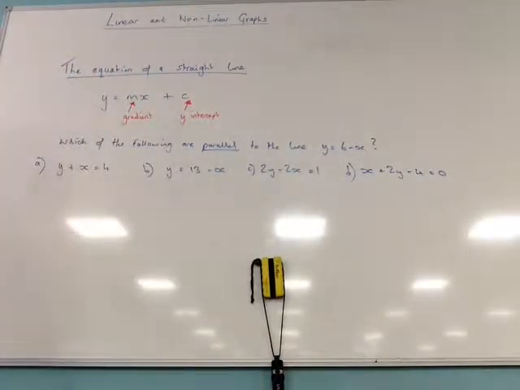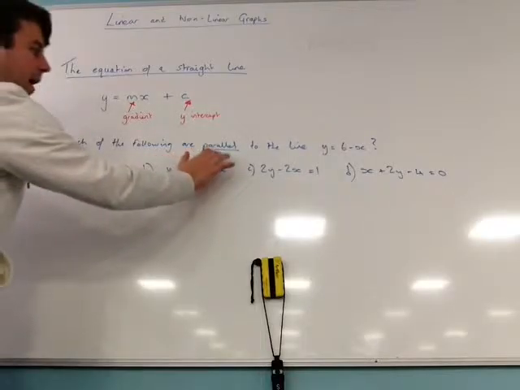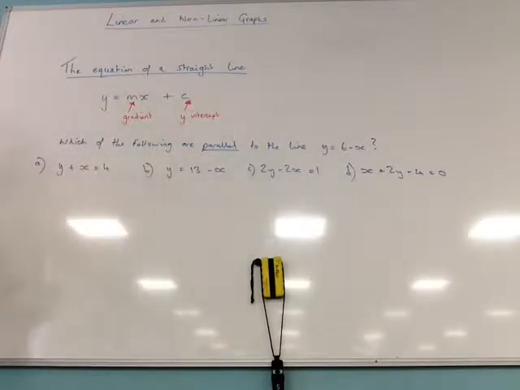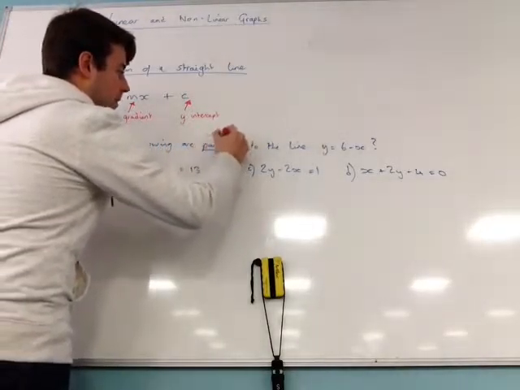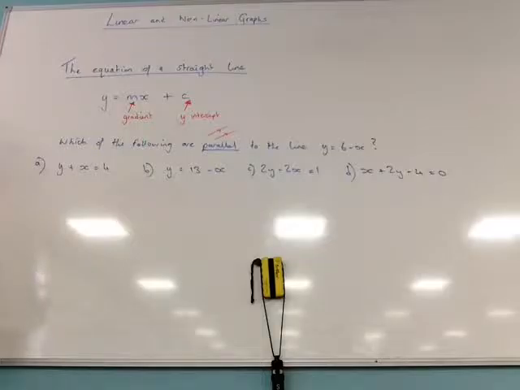Okay, so this is again looking at the equation of a straight line. Now we're going to look at trying to identify lines that are parallel to each other. The way I like to think about parallel lines is that they are like train tracks. If they're like train tracks, they'll never meet, because otherwise the train would derail.